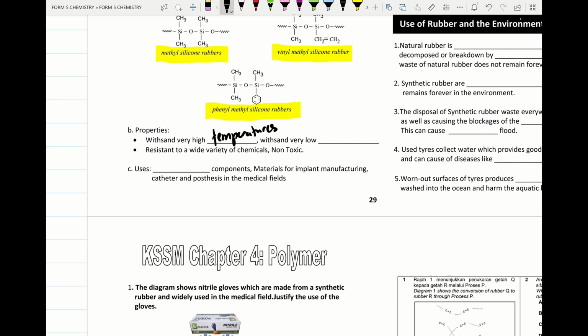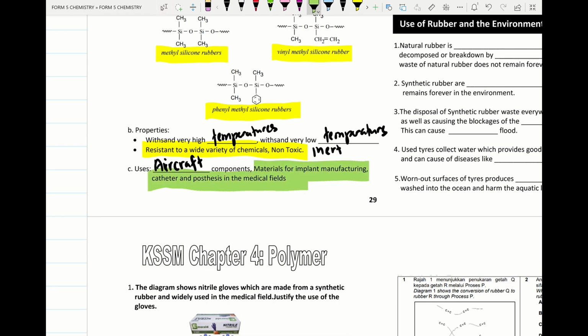Also can withstand low temperature. Alright, and is also resistant to a wide variety of chemicals, non-toxic and also inert. Alright, so silicone rubber is used to make aircraft components, material for implants, manufacture of catheters and prosthetics in the medical field.